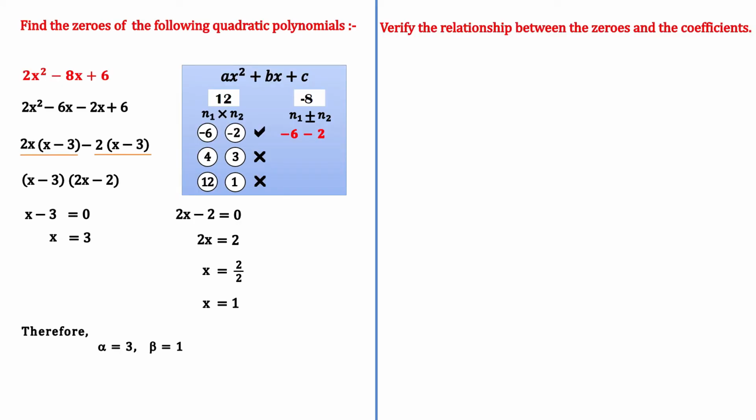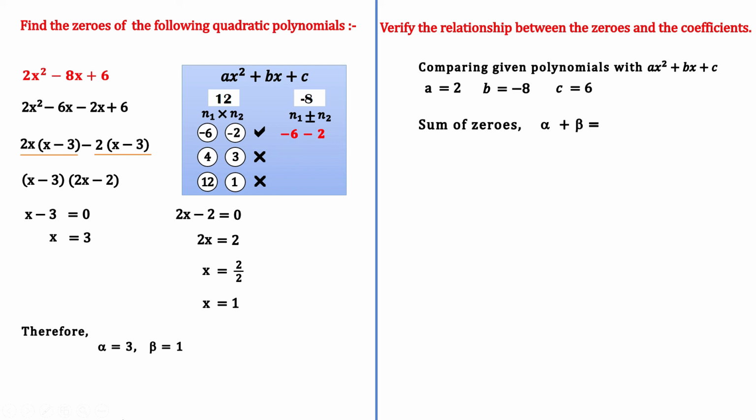Now in the second part of this question, we have to verify the relationship between zeros and coefficients. The given quadratic polynomial is 2x² − 8x + 6. On comparing the given polynomial with ax² + bx + c, a = 2, b = −8 and c = 6. Now we know that the sum of zeros α + β is equal to −b/a. We found that α is 3 and β is 1. So 3 + 1 = −(−8)/2. Here 3 + 1 is 4, and the minus signs cancel out, 2 times 4 is 8.